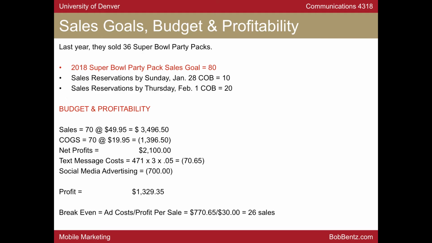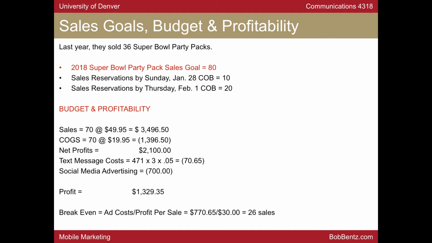If, for instance, you sell 70, you fall a little bit short of your goal there of 80, and they cost $49.95. Now, we've already talked to the pizza place, and they say their costs are about $19.95, so they make around $30 profit after the cost of the pizza, the cheese, the sauce, the wings, the soda. So they're going to make $30. So their net profit is $2,100.